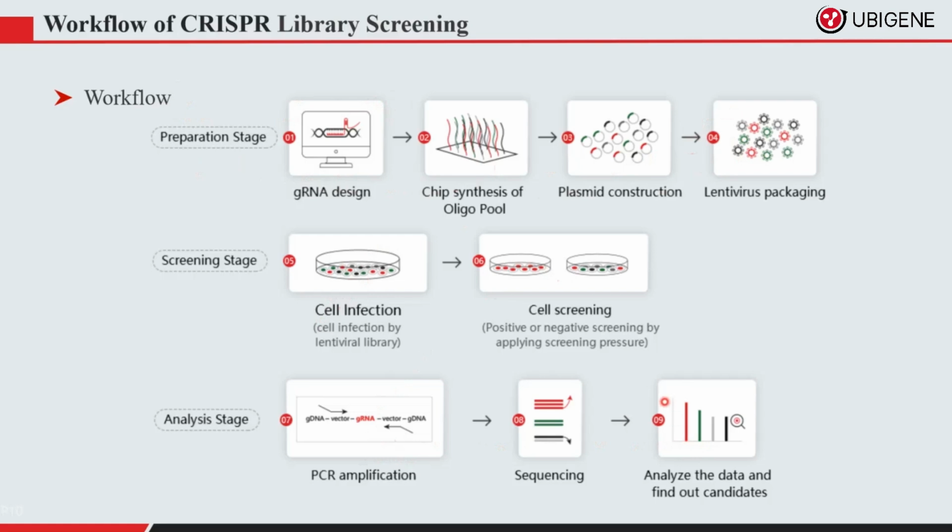There are several key steps in the CRISPR screening process, such as constructing the CRISPR library plasmid, infecting the cell with virus, and analyzing the sequencing result through bioinformatics are especially critical.